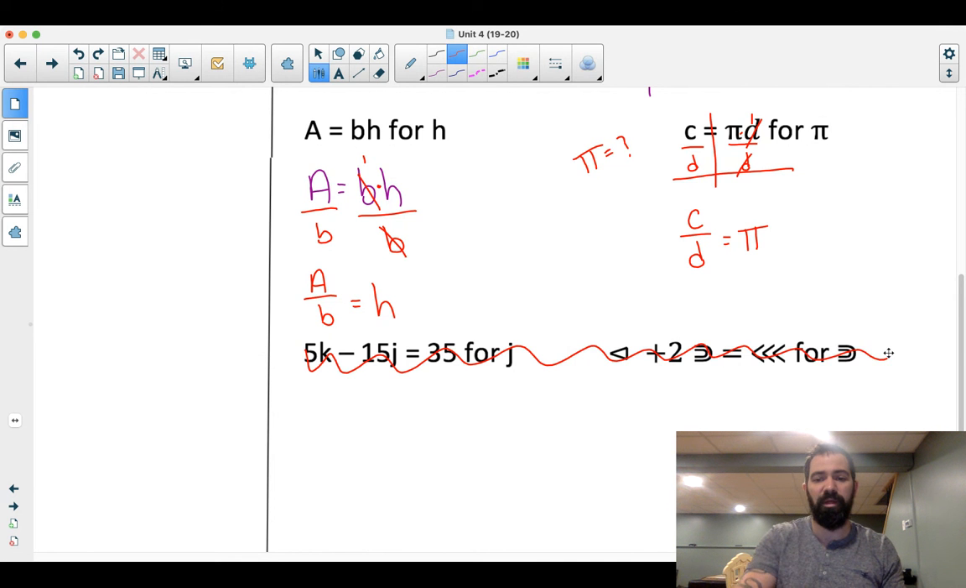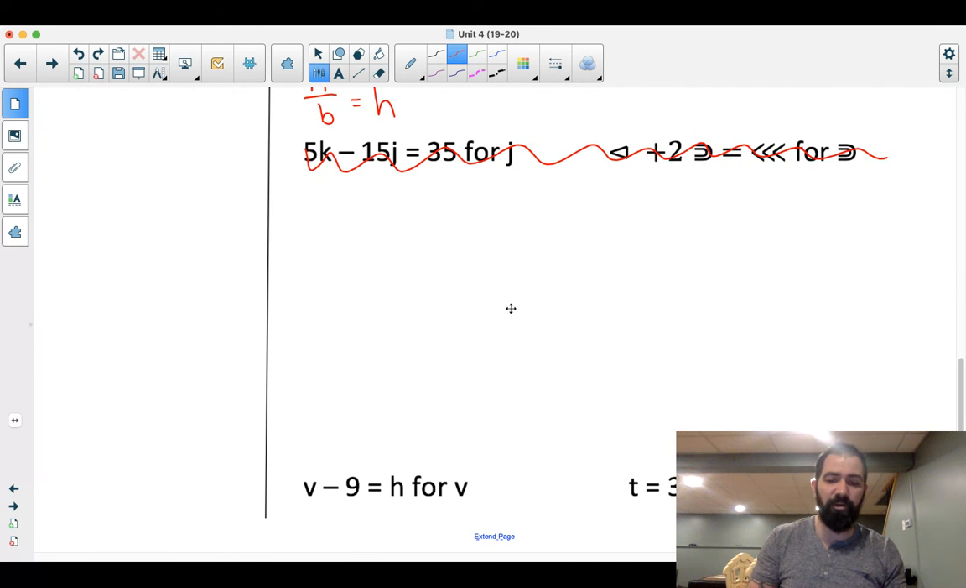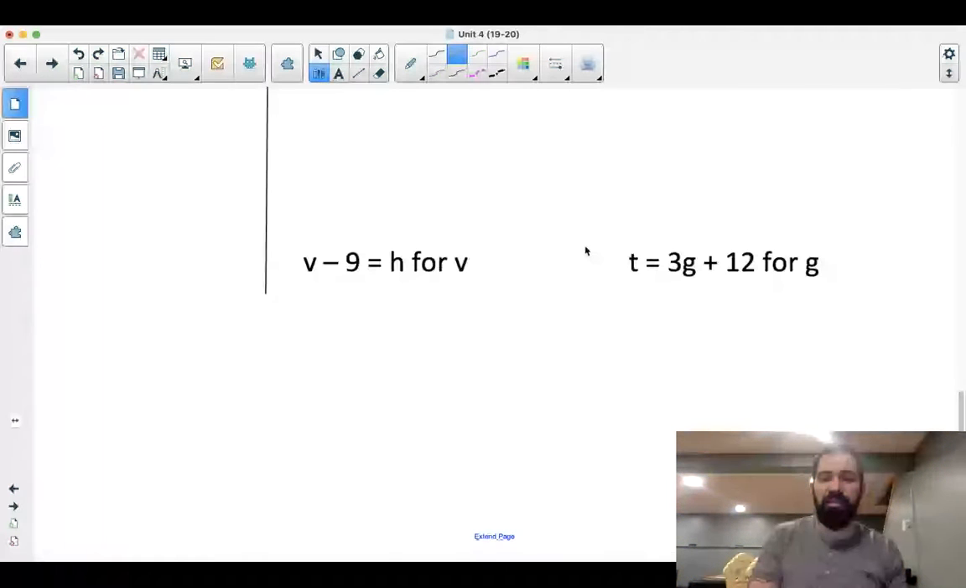Skip these two right over. Okay, we're going to go to these last ones here. If you can, pause the video on these last two here. See if you can solve them by yourself, and then come back and check the answers and see how you did. So pause the video now, and then come on back.